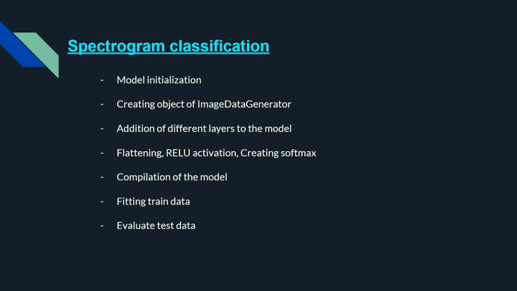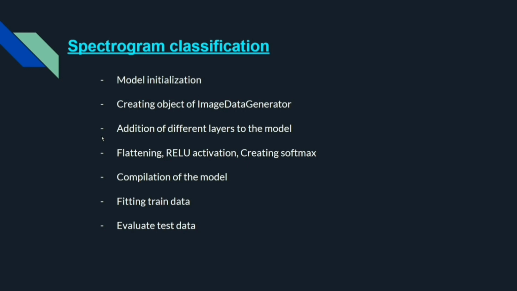Then we have created an object of image data generator for both train and test with a batch size of 32, and in that case the input shape was 256 by 256, and we got 1701 images belonging to 11 classes for training and 726 images belonging to 11 classes for testing.